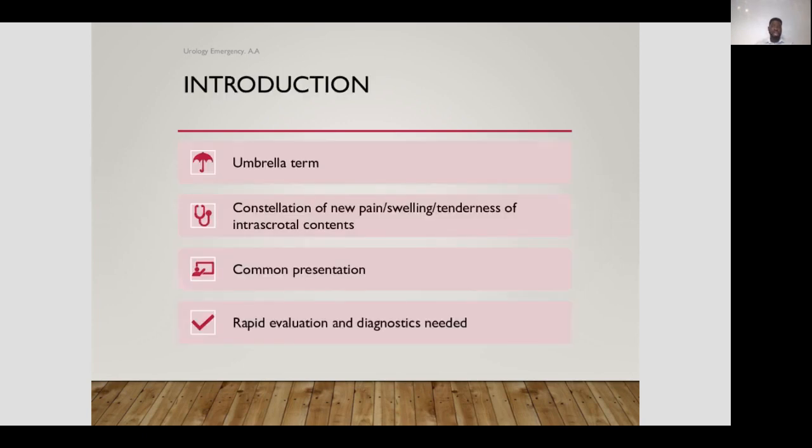It's basically an umbrella term. It's basically a constellation of new pain, symptoms, tenderness of both the scrotum itself and the intrascrotal content. It's quite a common presentation, and this depends on wherever you're practicing your medicine. So if you're practicing acute surgical emergency on-call, you'd see it much more frequently than someone doing an unselected emergency. And if you are a urologist, it's probably going to be one of the most tedious parts of your on-call because of the decision-making needed. And as you would guess, it requires rapid evaluation and diagnostics.